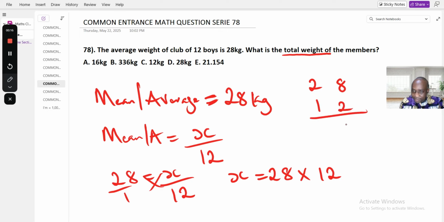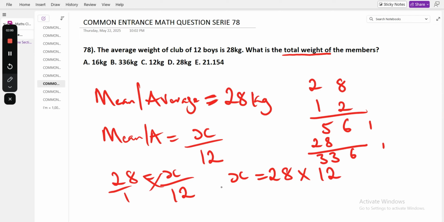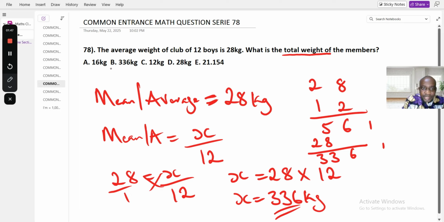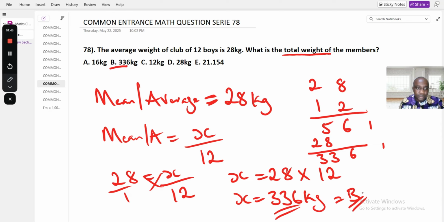2 times 8, 16, make that 1. 2 times 2, 4, plus 1, 5. 1 times 8, 8. 1 times 2, 2. 6. 5 plus 8, that's going to give us 13, mean that 1. Therefore, the total weight of all the boys there is 336 kilogram. This is the total they weigh. Do we have the answer there? Yes, number B. B. Let's move to the next question.